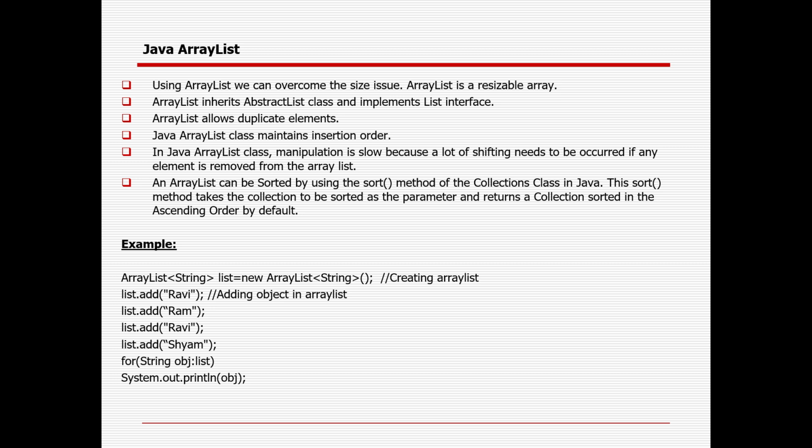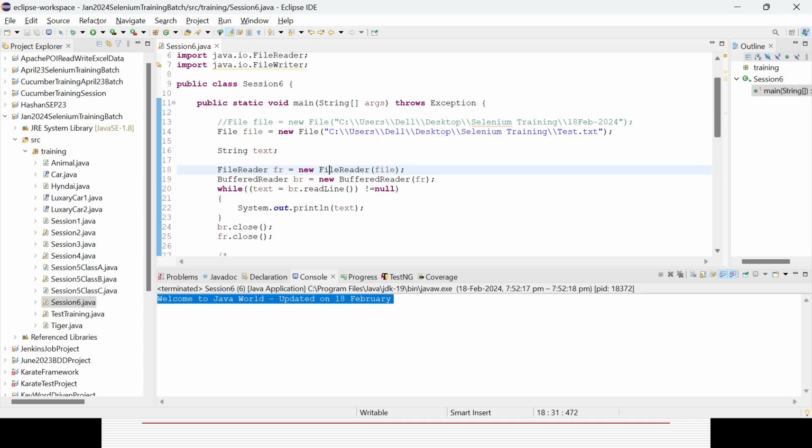And in an array, if you have fewer elements, the remaining elements, based on the size, will take the default value of the data type. But here there is no problem at all. ArrayList allows duplicate elements as well. The Java ArrayList class maintains insertion order. Manipulation in the ArrayList is pretty slow because a lot of shifting needs to occur if any element is removed from the ArrayList, because it's only a one-sided operation. Now, let's see what the different things we can do in the ArrayList are.